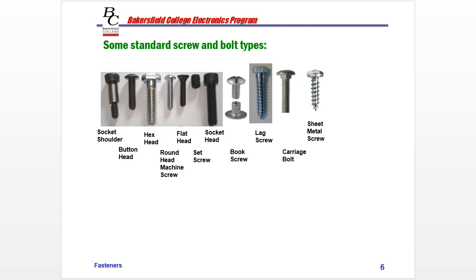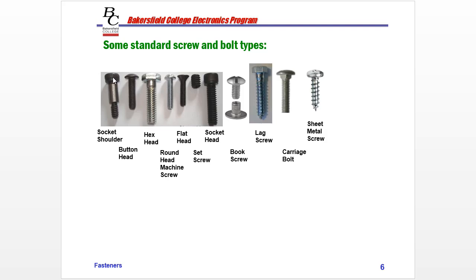This diagram will also help. These are some standard screw and bolt types. If we look at these, this we actually call a machine screw. It has a button head on it, but we call these machine screws. But it's actually fitted for a nut to go on. So ultimately, this would be a bolt. But we're really looking at the different types of heads here.